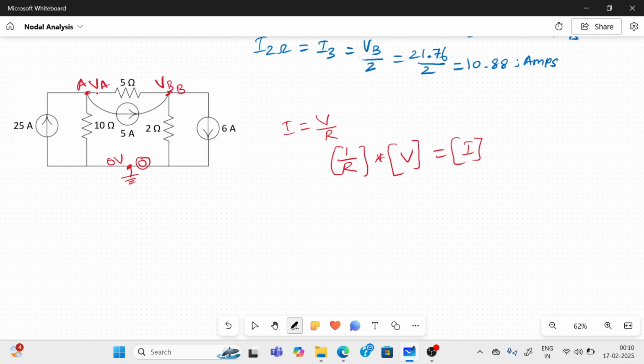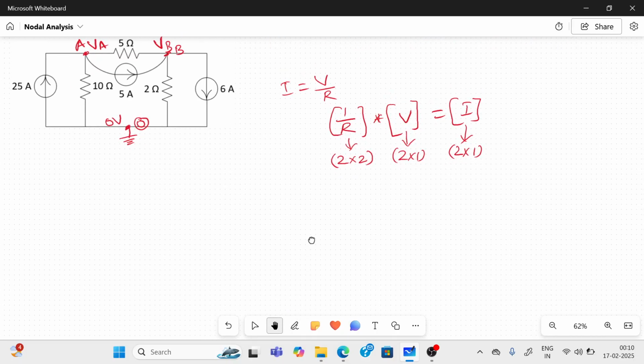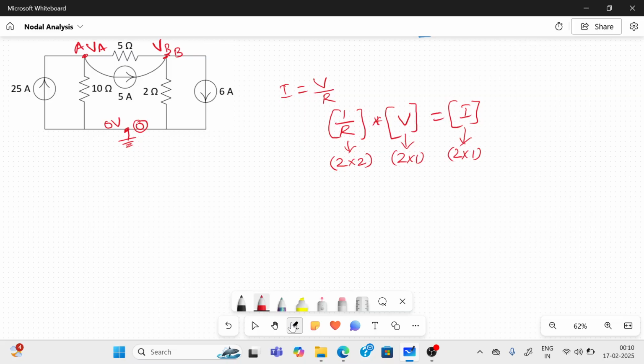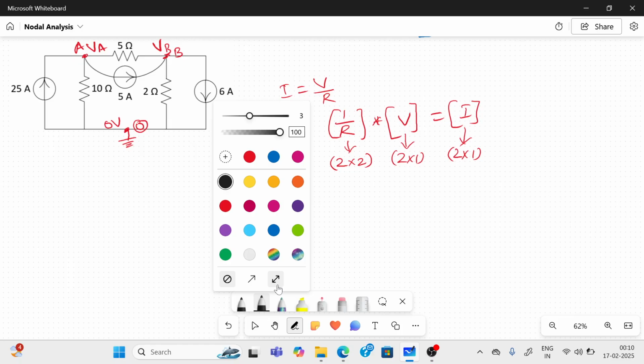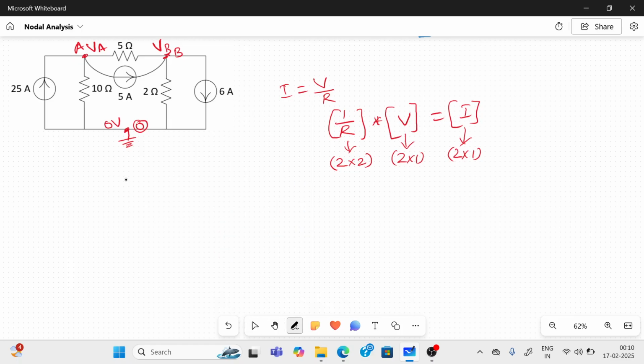Those unknown values, two nodes A and B, right? So this should be a square matrix. The size is 2 cross 2. The voltage is a column matrix 2 cross 1. The current is also a column matrix 2 cross 1. Now we can form the 1 by R matrix. The size of the 1 by R matrix is 2 cross 2.